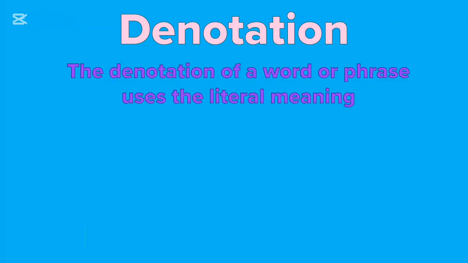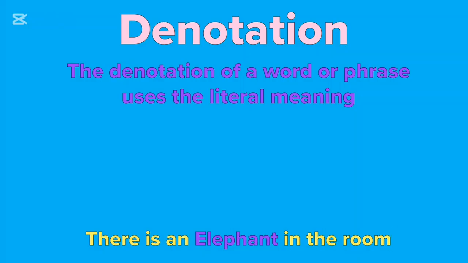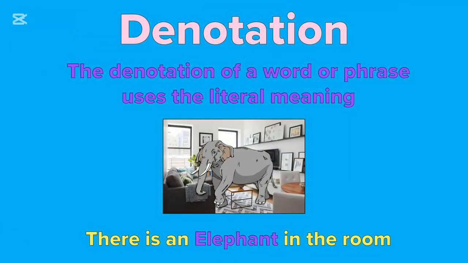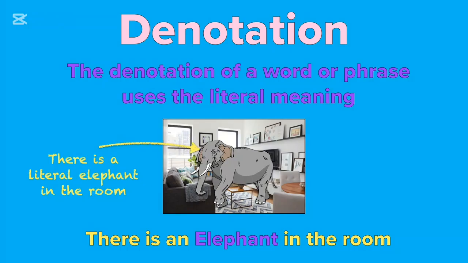For instance, there is an elephant in the room. In this picture, we have a literal elephant in a room. That would be the denotation. Most of us have probably heard the saying, there is an elephant in the room. So you'd only use the denotation of this if there was an actual literal live elephant in the room.